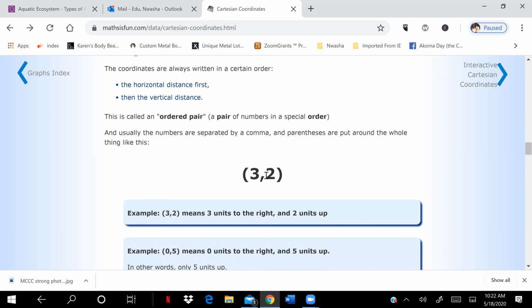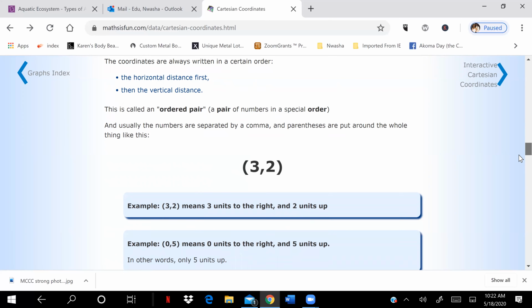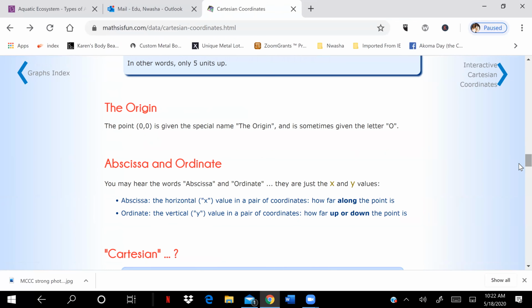Writing the pair, they're telling you always horizontal is first, like we said, X, and then Y is the vertical distance. So 3, 2 means 3 to the right and 2 up. And this is what you want to have in your mind, in your imagination, in case you just see a pair and you don't see the coordinate plane. The origin is 0, 0.